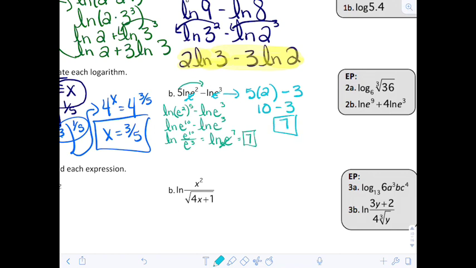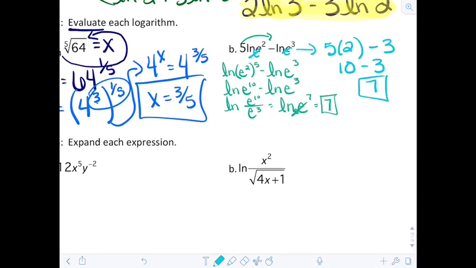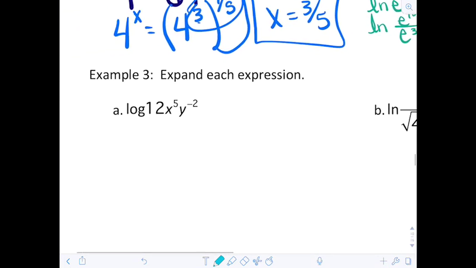Using those shortcuts we talked about yesterday made it much quicker. But then again, using those properties, you're going to get the same answer. So whatever is more comfortable for you, whatever you see first, go with that. We just want the right answer. We want to be accurate.